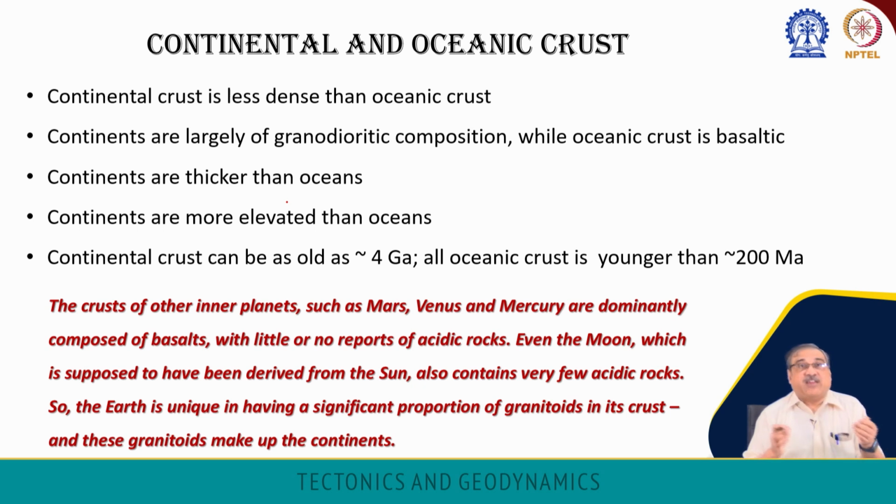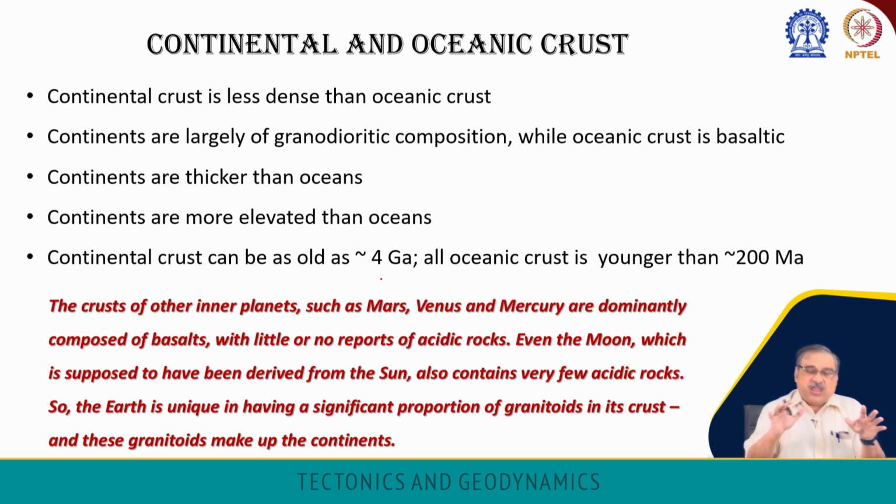The continental crust is granodioritic, right, which is more silica rich, whereas the oceanic crust is more basaltic, which is much less silica. The continents are thicker than the oceans, and of course we know that the continents are more elevated than the oceans. That's why we survive. That's why I'm giving this lecture here. Also, it's important to know that continental crust can be very old. It can be very new, but parts of it can also be very old. It can be as old as 4 billion years, whereas all oceanic crust that we know of, right, is less than 200 million years.